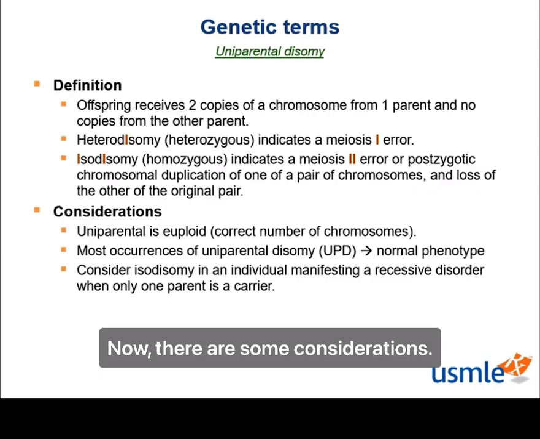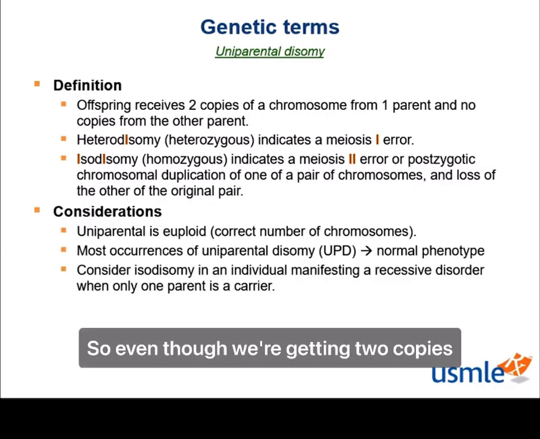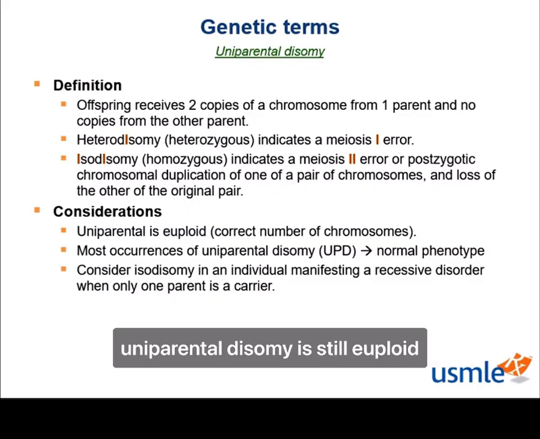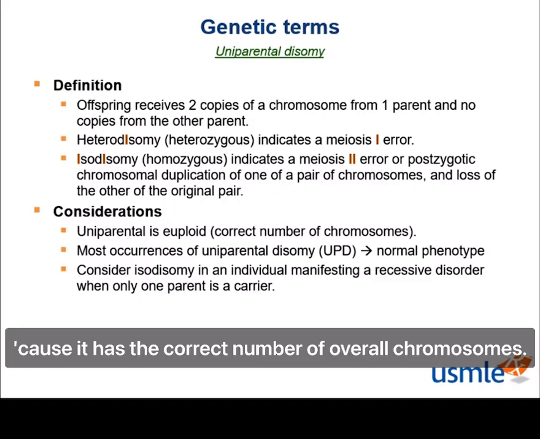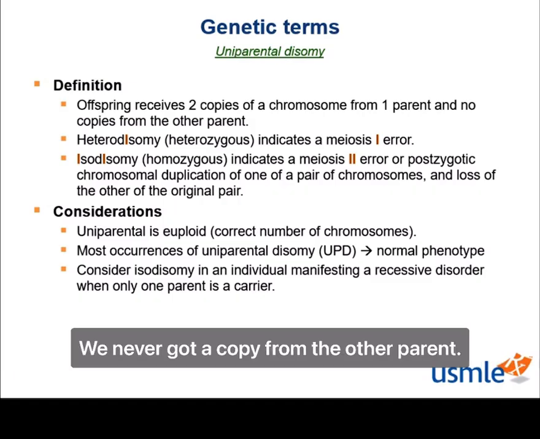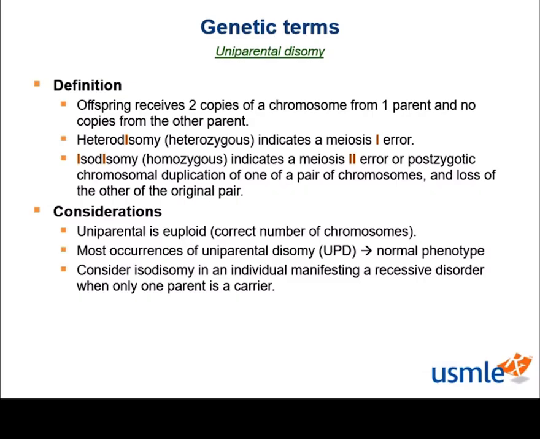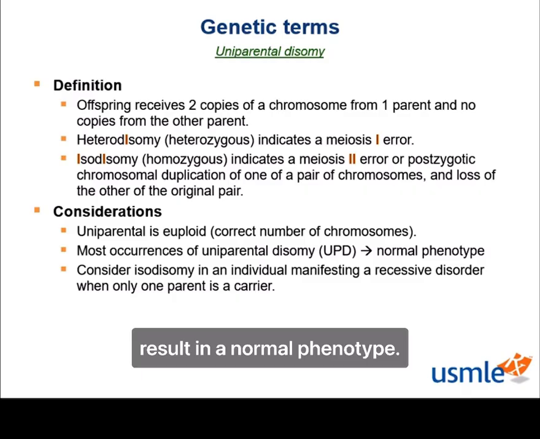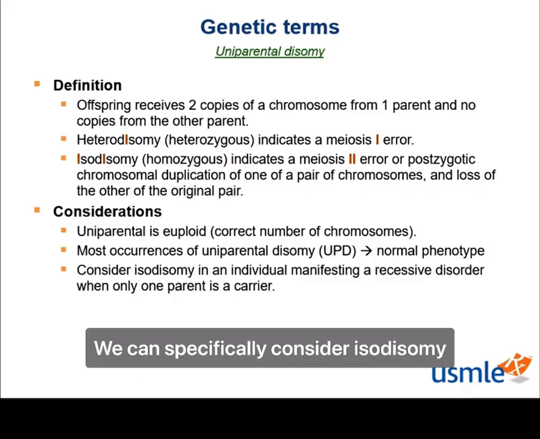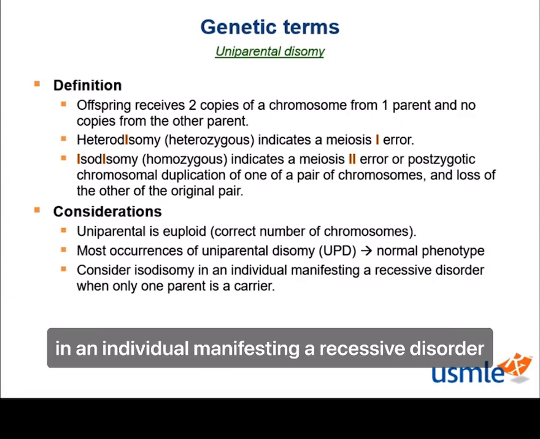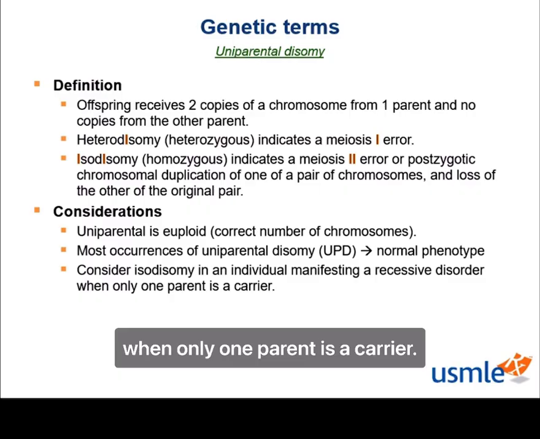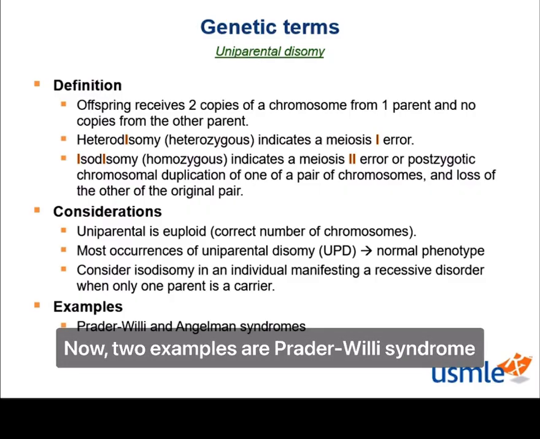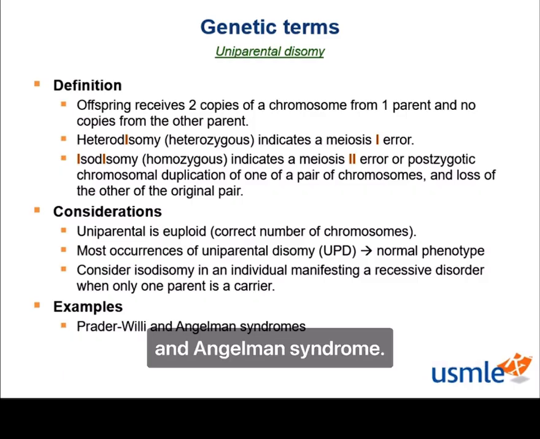Now, there are some considerations. So even though we're getting 2 copies of a chromosome from the same parent, uniparental disomy is still euploid because it has the correct number of overall chromosomes. We never got a copy from the other parent. Also, most occurrences of uniparental disomy result in a normal phenotype. We can specifically consider isodisomy in an individual manifesting a recessive disorder when only one parent is a carrier. Now, 2 examples are Prader-Willi syndrome and Angelman syndrome.